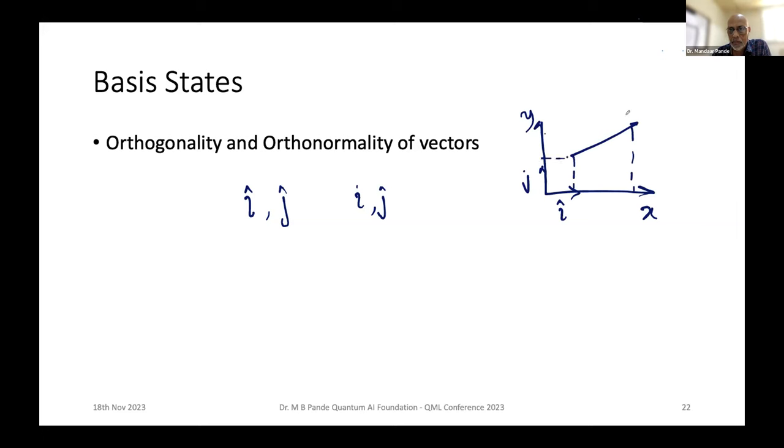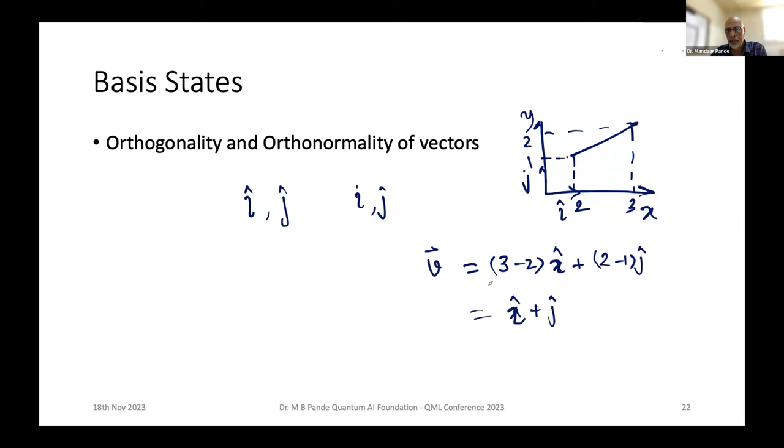So what I can say is that if this is 2, this is 3, and this is 1, and this is 2, I can say that it is (3 minus 2) I plus (2 minus 1) J. This is my general vector B. I can put it that way, so this is I plus J. This is a vector which I can essentially represent in terms of these two orthogonal vectors, or orthonormal vectors in this case. So that's the foundation for the basis state.